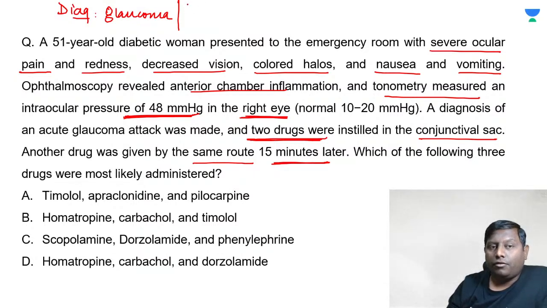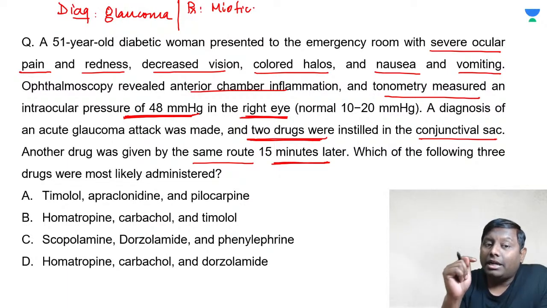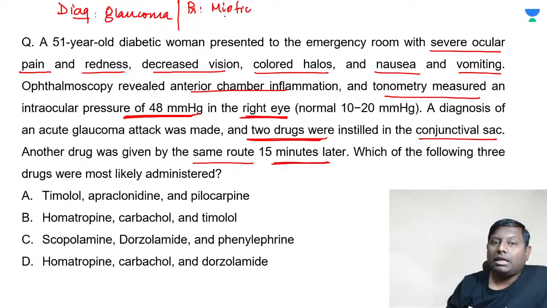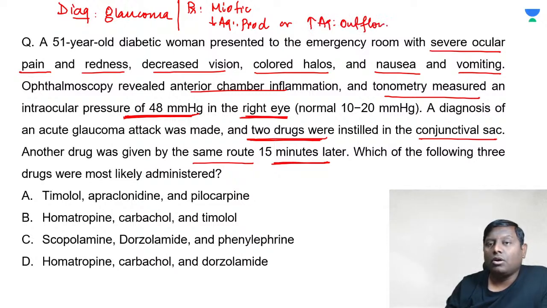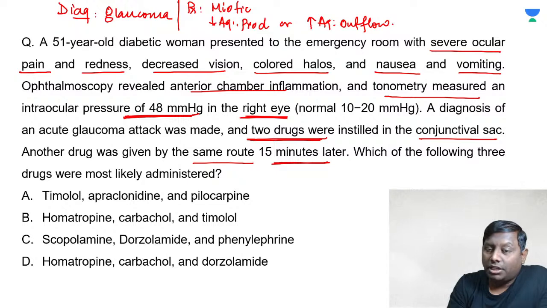Now always remember, for the treatment you will be using drugs that are miotic in nature. Miotic drugs will always increase the outflow of the aqueous humor compared to mydriatics. Mydriatics are always going to precipitate an attack, so mydriatics are contraindicated. The other drugs are those that decrease aqueous production. Either reduce the production or increase the outflow. Mydriatics are contraindicated. Miotics are always used in glaucoma.